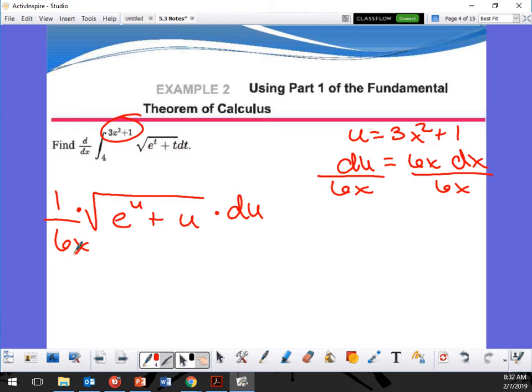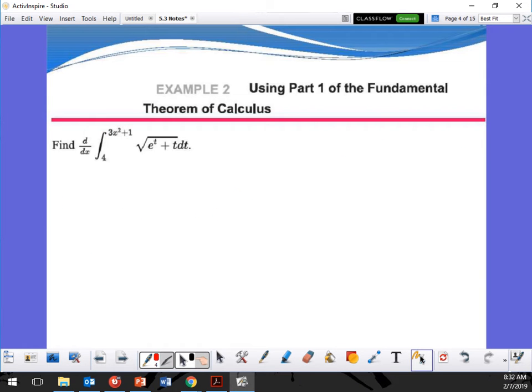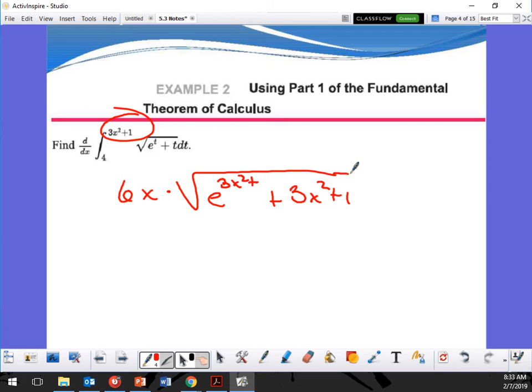All my x's should be u's. So we'll just rewrite it. When it's times the derivative of whatever I had out here, I think I'm probably just going to confuse you more. How about this? Let's just change it to this. The derivative of that, 6x times, plug it in, e to the 3x squared plus 1. We forgot the plus 1, that's important. Sorry, my pen's running out of ink. Is that easier? Let's just go with it like that.